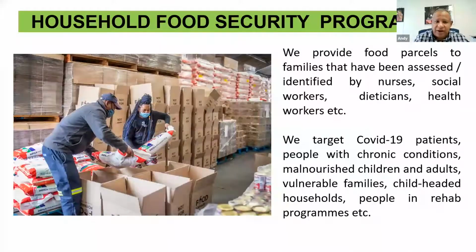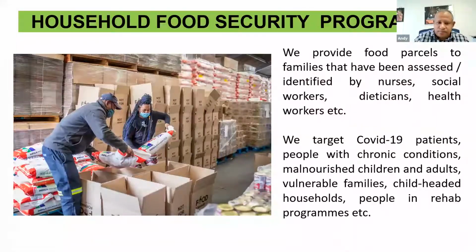We also have what's called the Household Food Security Program, where we pack food parcels for very specific identified individuals. These individuals are identified either by the Department of Health, nurses, and dietitians in clinics across the Western Cape, and we're busy rolling that out in other provinces, or by beneficiary organizations that have social workers, social auxiliary workers, and community health workers that are able to go into communities, assess families, and we provide food directly to those families in need.